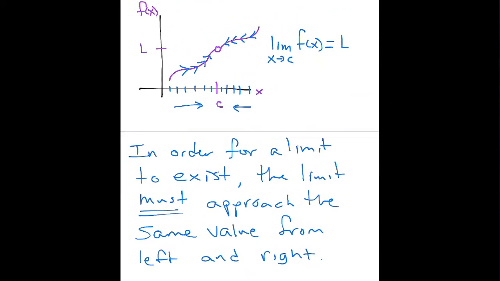Notice that that limit does exist because the limit is approaching the same value. And when we're talking about the same value, we're talking about the same y value. So let me put that in there, the same y value from the left as it is from the right. If you're approaching a different y value, or you're going to infinity or negative infinity, we say that that does not exist because you can't get there. So it has to be the same finite value.